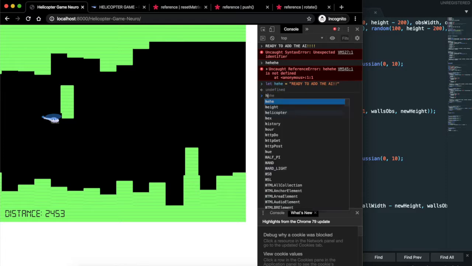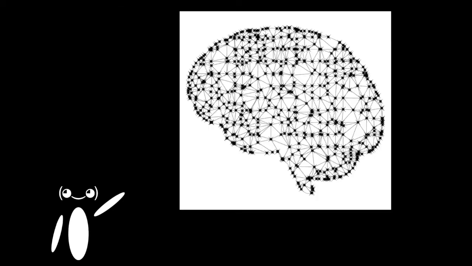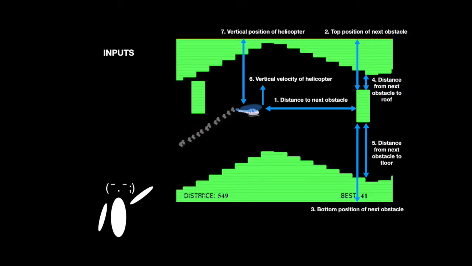Alright, let's begin. This is the neural network that I'm going to use for my helicopter. In other words, this is the brain of my AI. You can think of the human brain as a really complex neural network. The helicopter should be able to see some basic stuff in order to make an intelligent decision on whether to fly or not. Hence I'm giving it 7 inputs. These are the inputs to the neural network. Okay, enough boring stuff, let's add the AI.